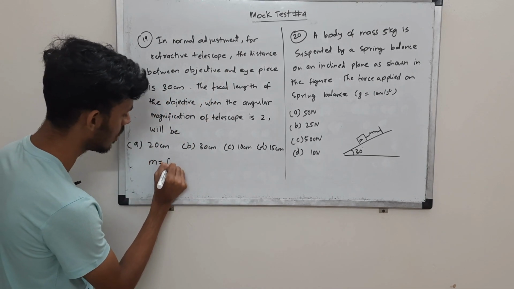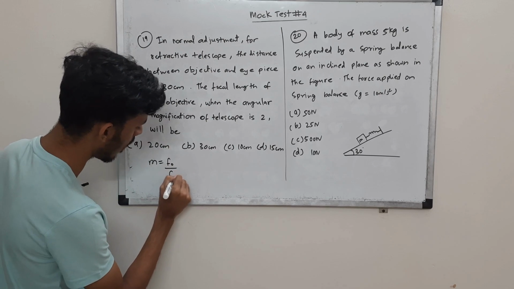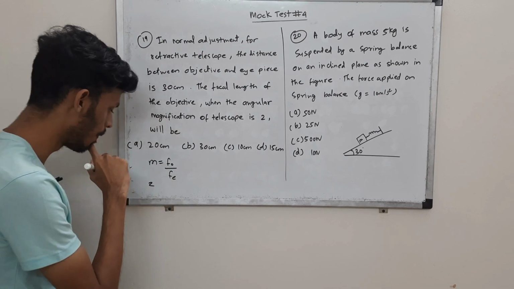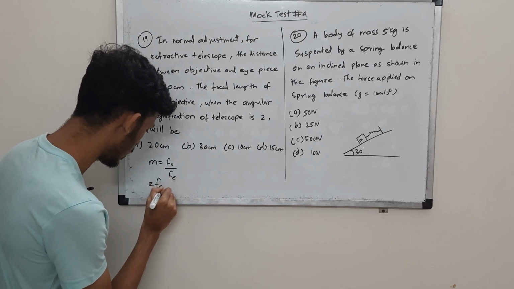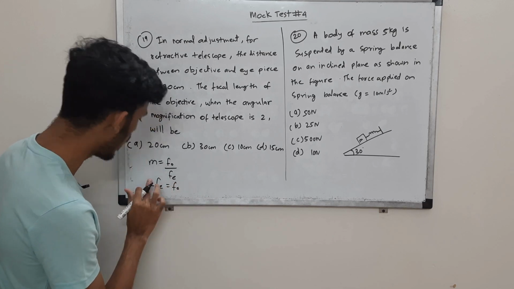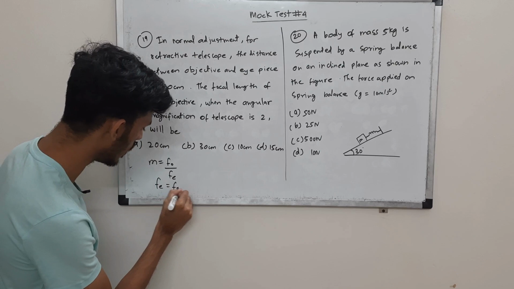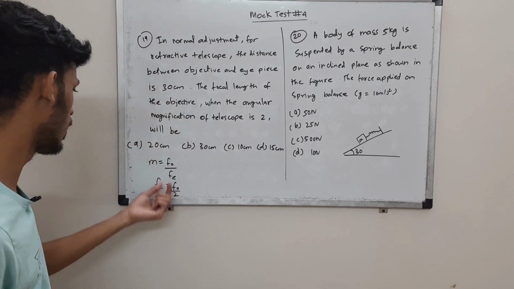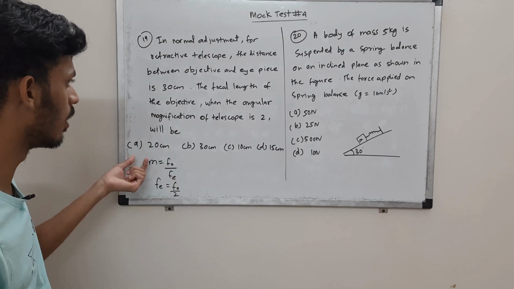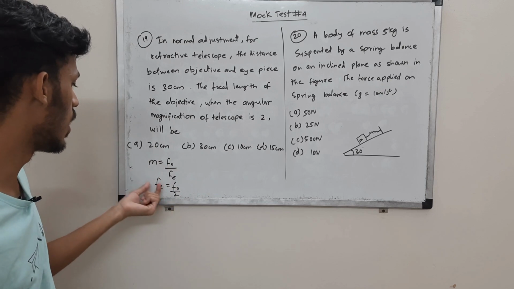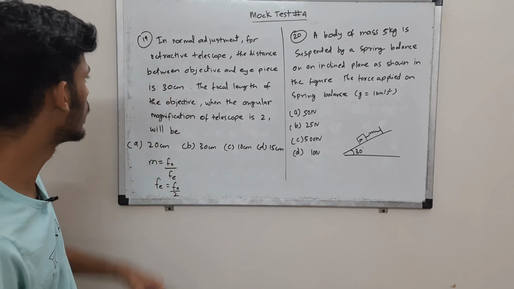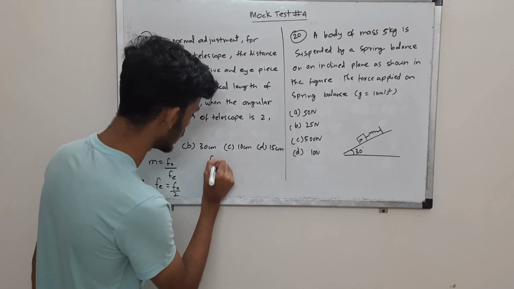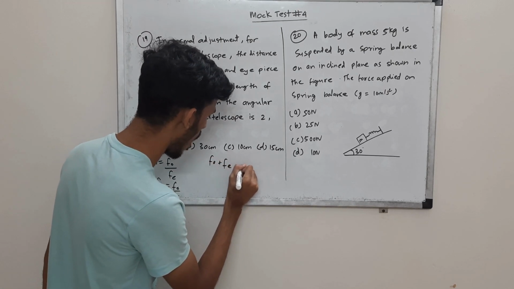So basically again framing two equations and solving them. Magnification in normal adjustment is FO by FE. This is given as 2. Since we are supposed to find FO, you can write FE in terms of FO, which will be FO by 2. So FE is FO by 2. Now we are given the length of the tube. Length of the tube is this 30 centimeters, which is FO plus FE.